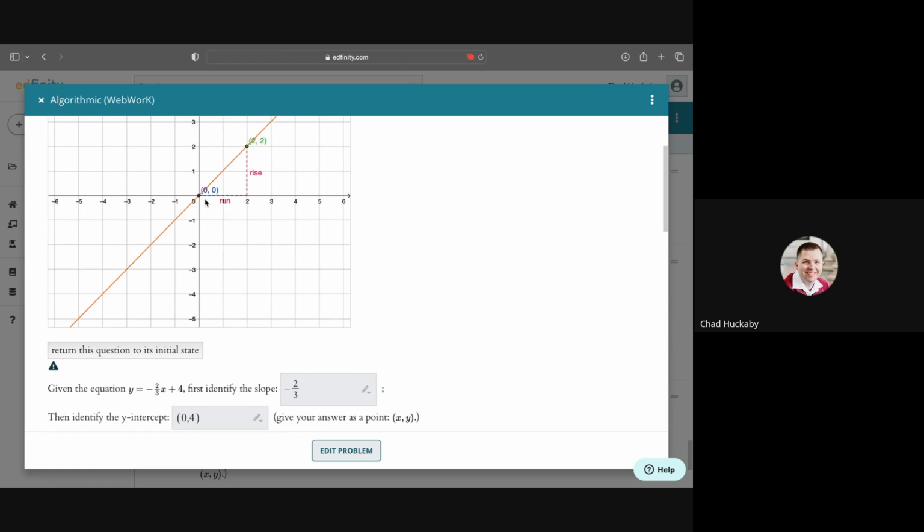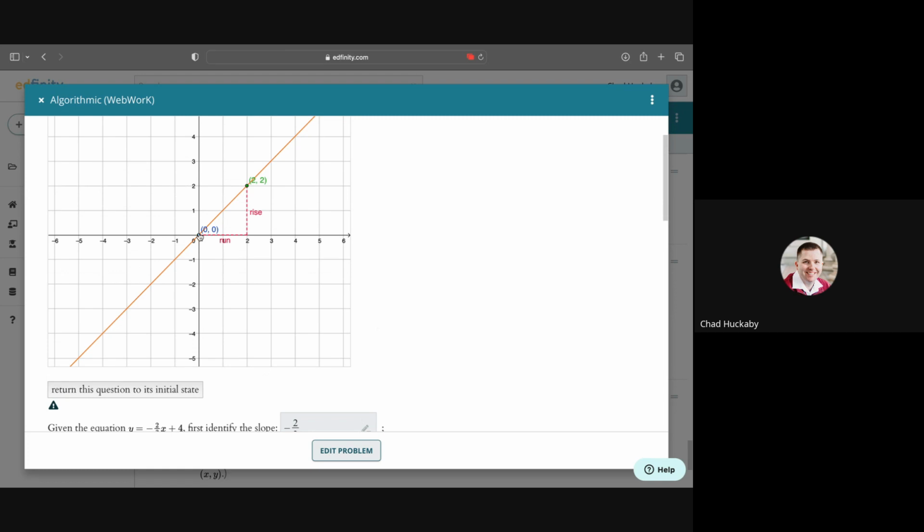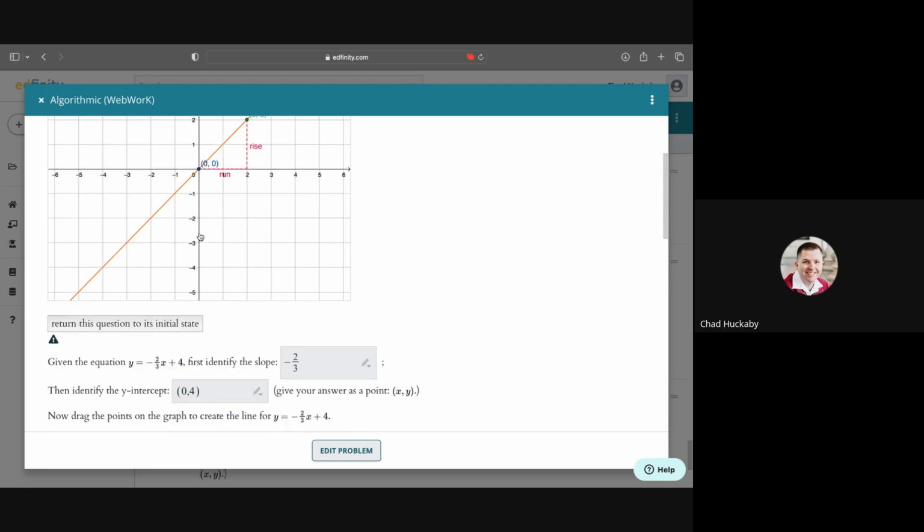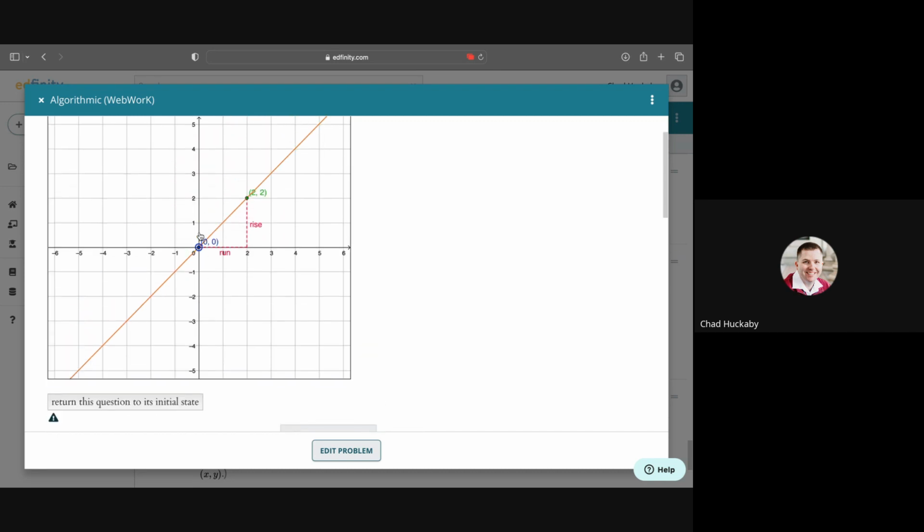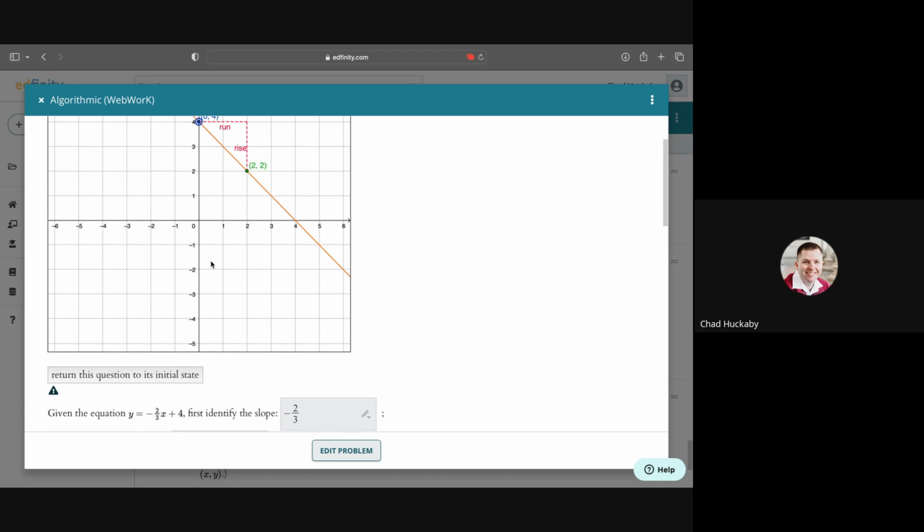So on this GeoGebra graph, what we have is 2 points. And we know that one of those points is (0, 4). So I click the one that's at the origin and drag it to (0, 4). And what do I need my rise and run to be?